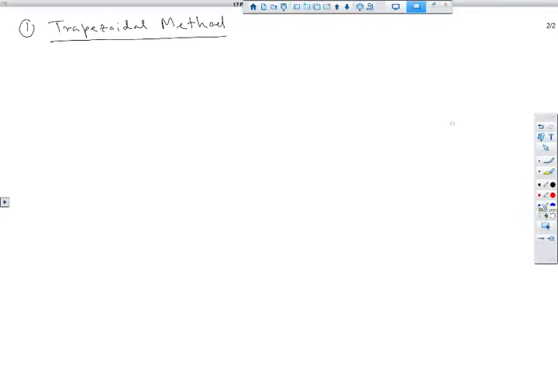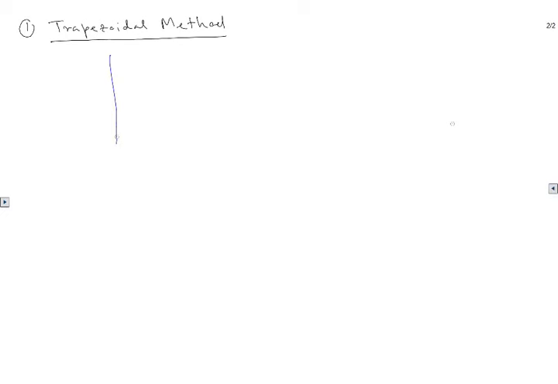Trapezoidal method or rule. So what we do in this method is, let's look at a situation. So this is your curve. What we try and do, as before, is this interval going from a to b.